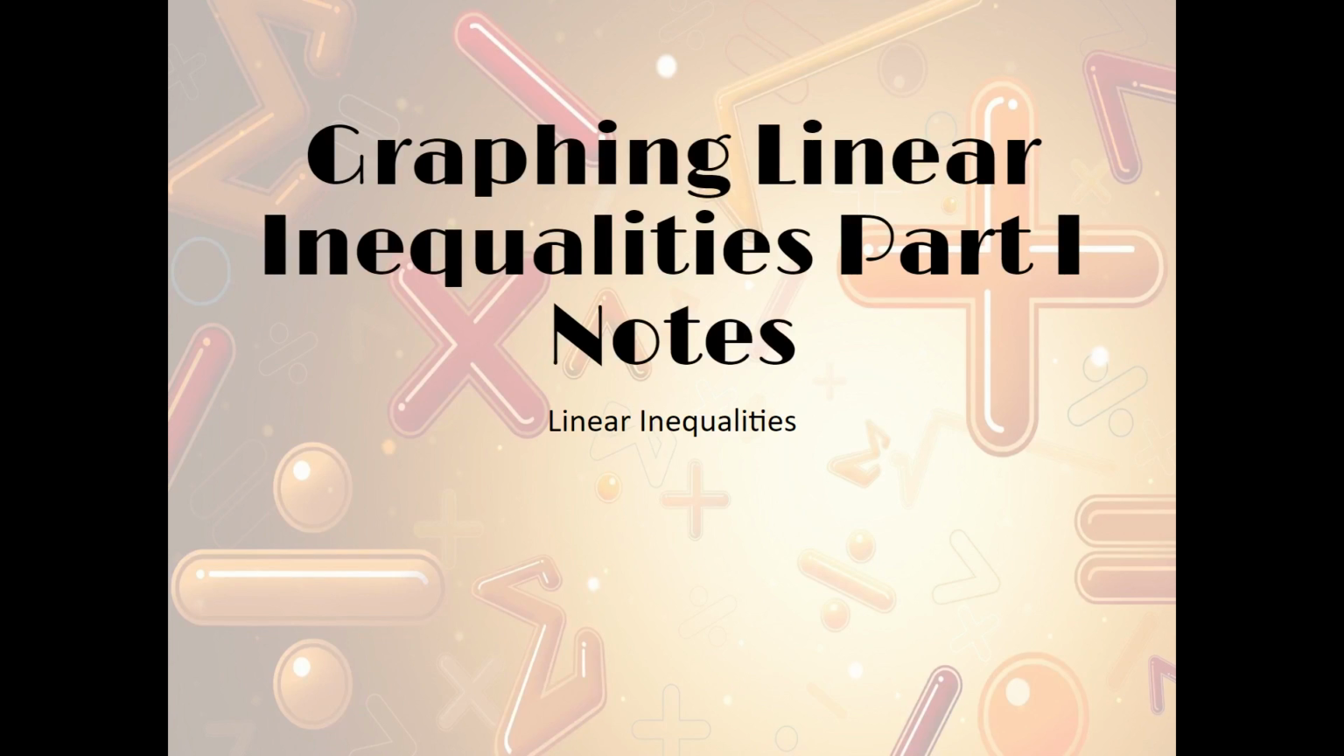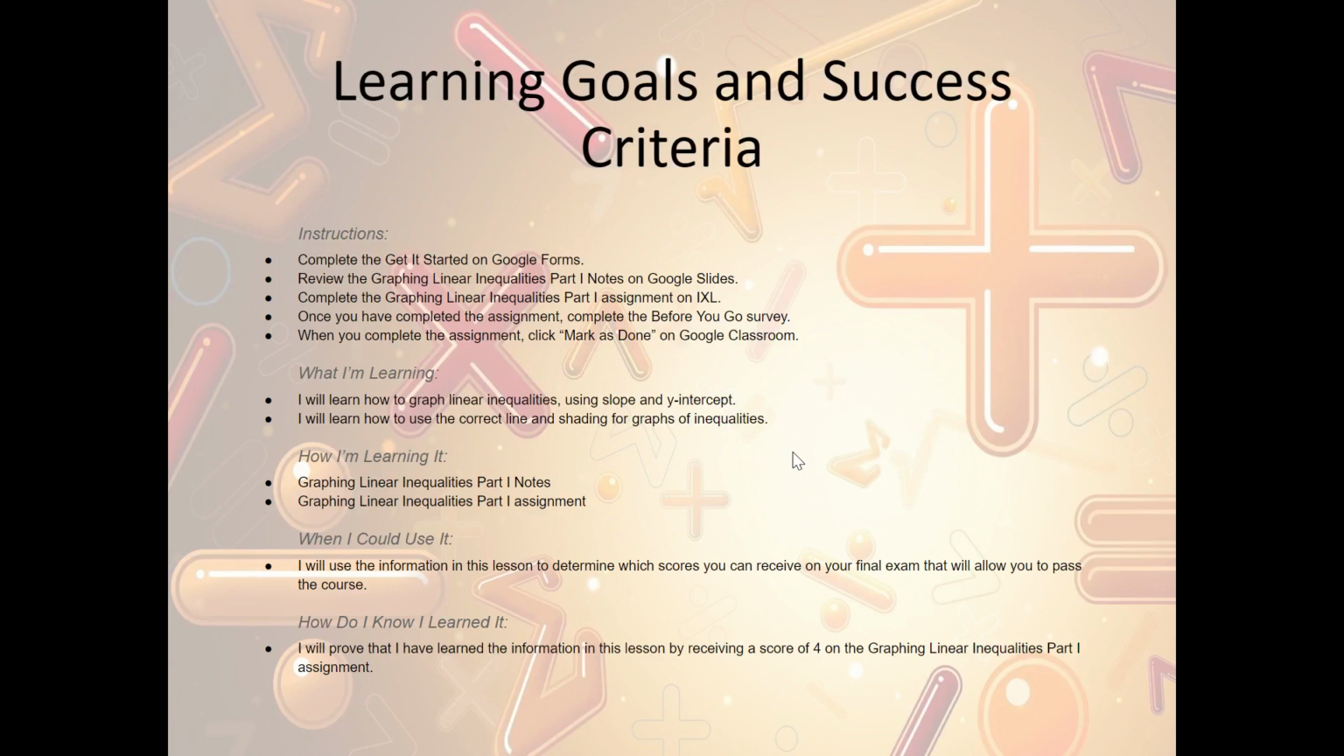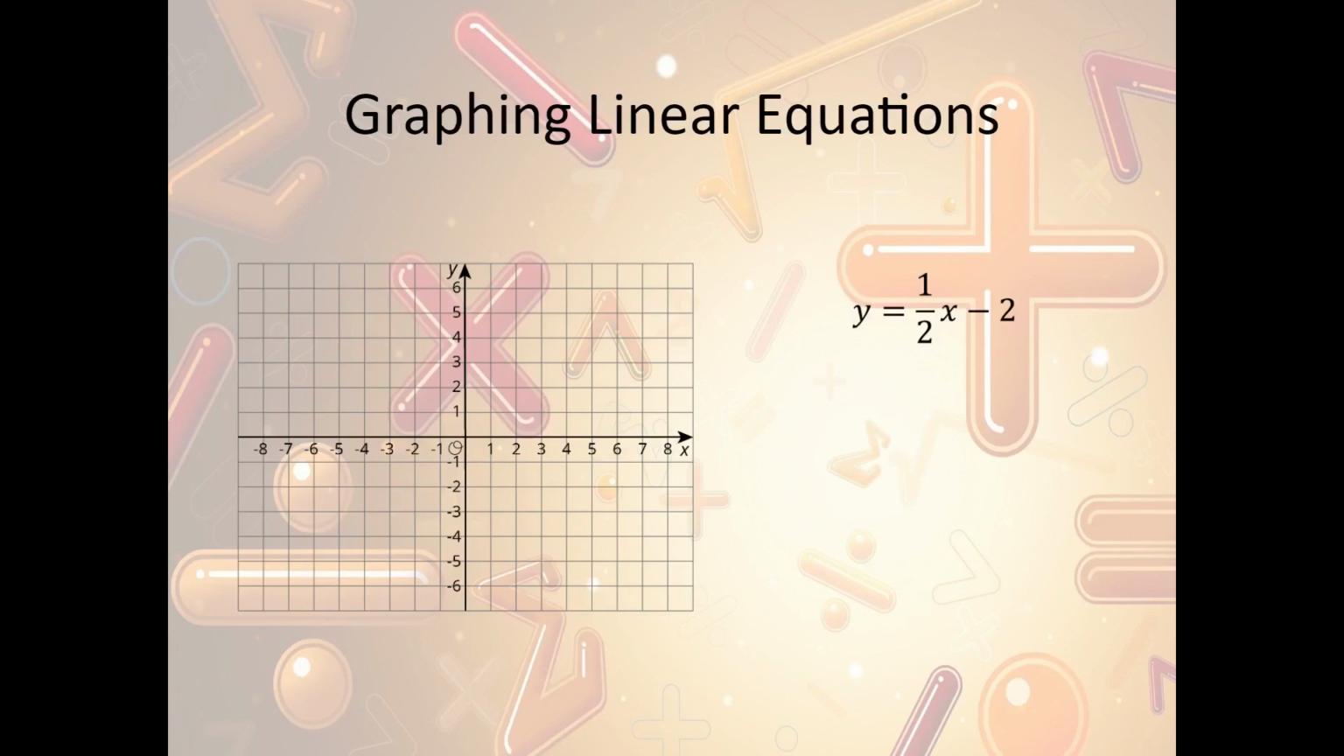Let's take a look now at the Graphing Linear Inequalities Part 1 notes. The notes begin with the learning goals and success criteria. Now let's take a look at how we graph linear equations before we get into inequalities. When we graph a linear equation, the first thing we do is pick out the slope and the y-intercept, and we graph those points. So we plot the y-intercept, which in this case is -2, so I'm going to go down 2 and plot my point.